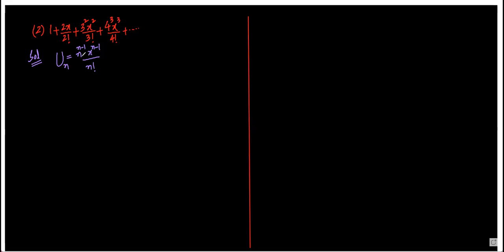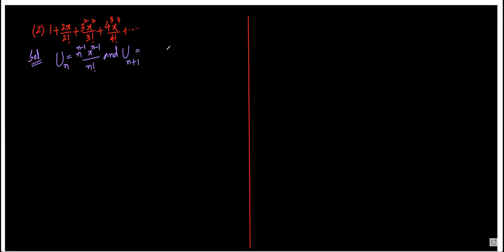Yes, sir. Let us cross verify. n value is 1. 1 to the power of 1 minus 1, which is 1 to the power of 0, is 1 only. x power 1 minus 1, x power 0, means again 1 only. By 1 factorial is 1 only. It means that our un value is absolutely correct. Let us find out un plus 1 here.